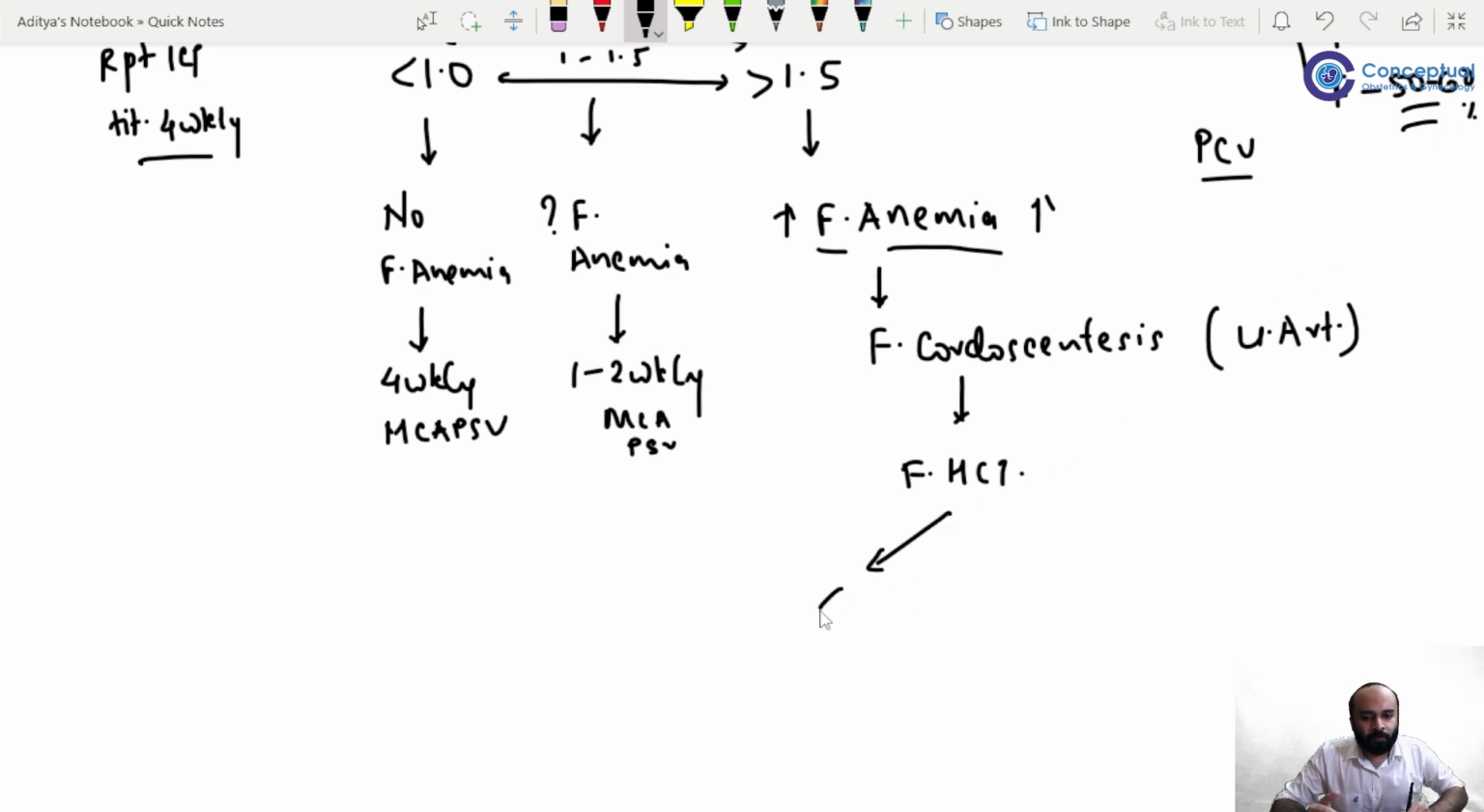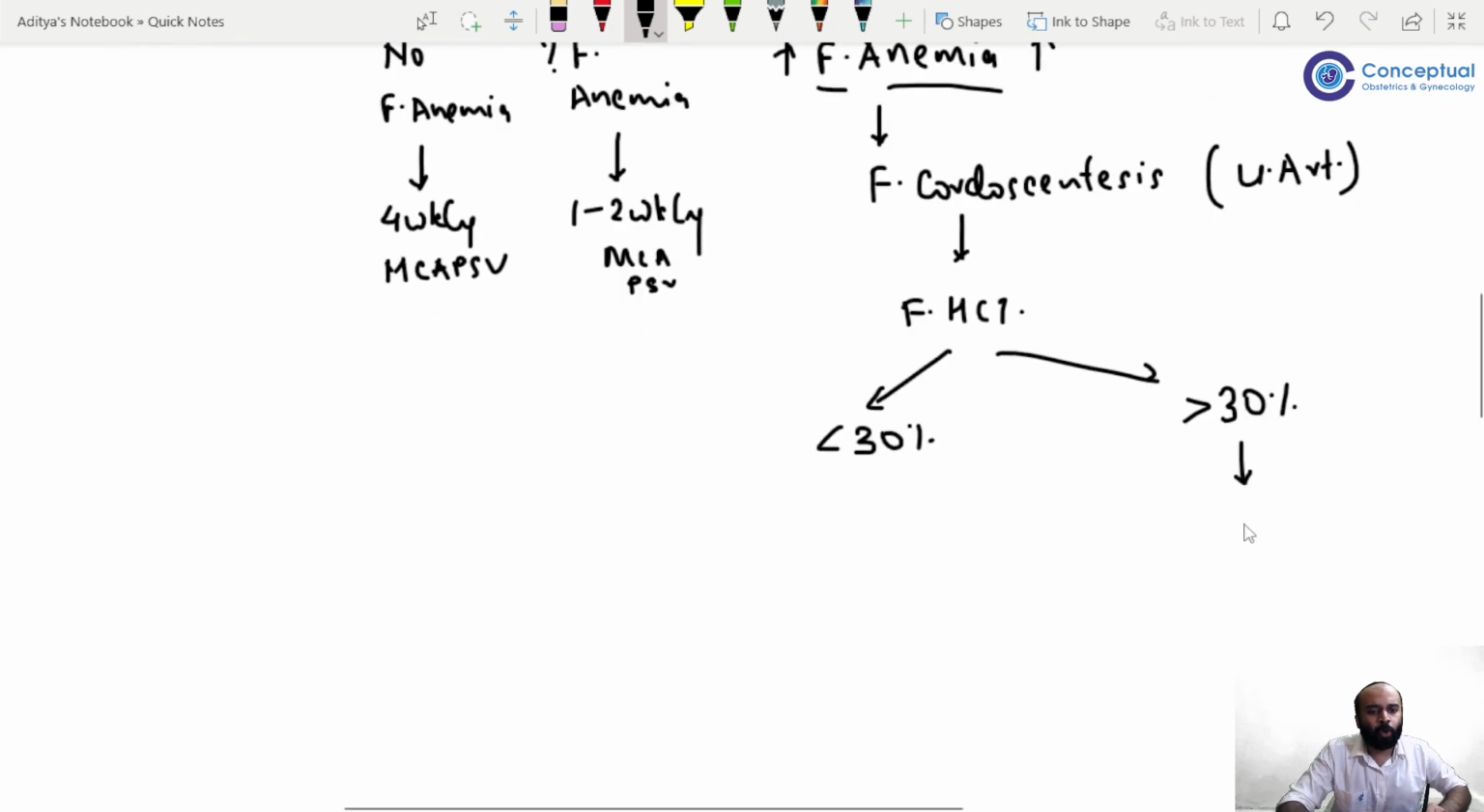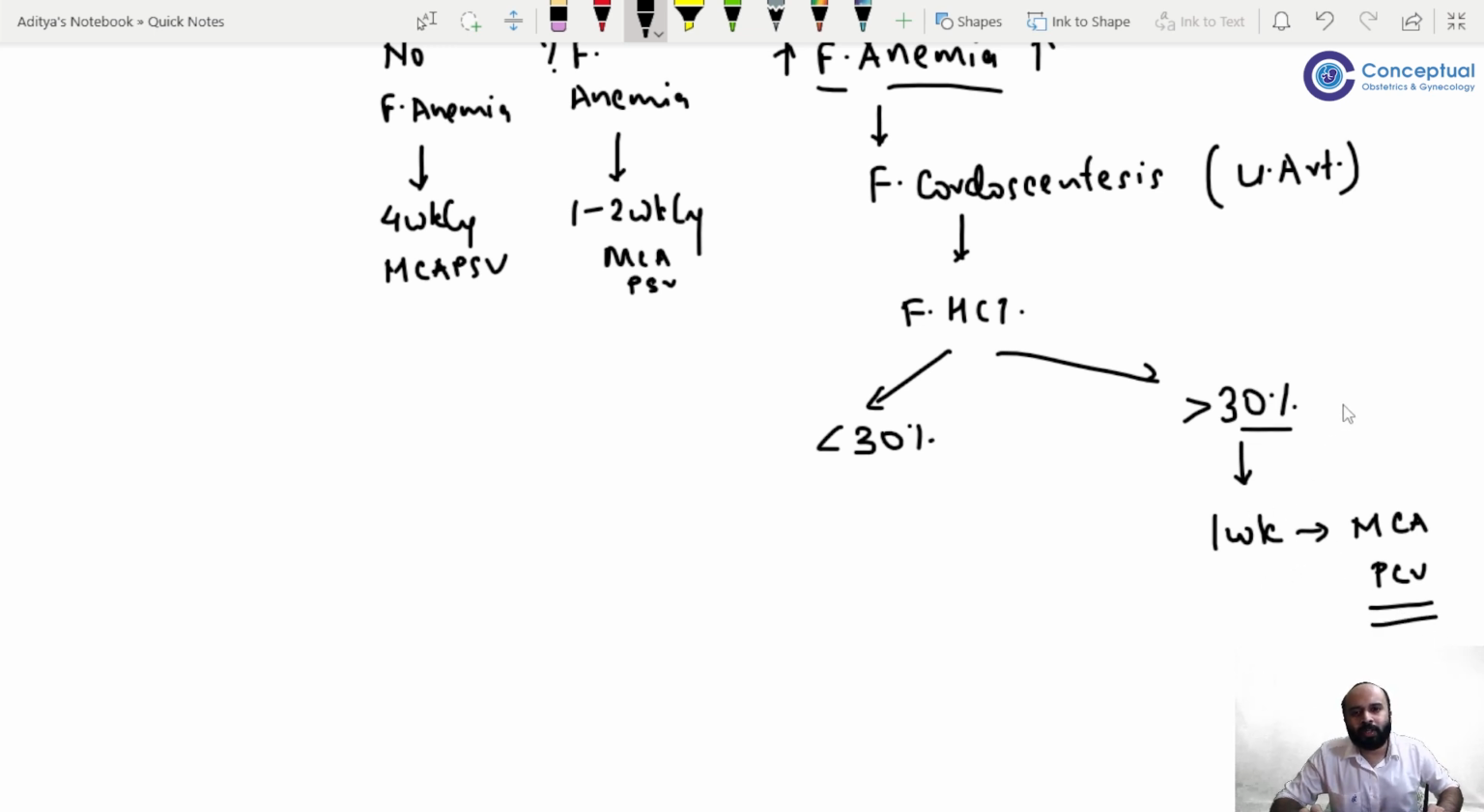If the value is more than 30%, I will not do anything. I will call her back after 1 week for a repeat MCA PSV, so I'll be seeing a trend. Because it is above 30, I can be assured that it is not significant enough to warrant transfusion. But if it is less than 30%, then I need to give her a treatment called intrauterine transfusion.